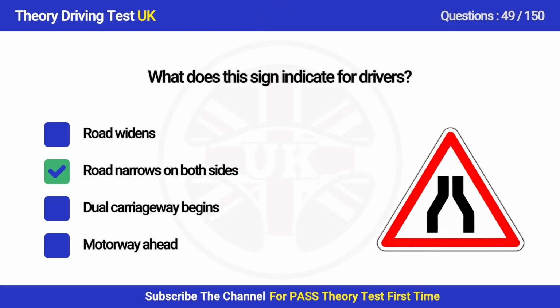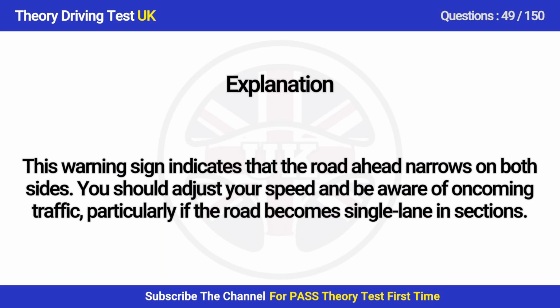Answer is B. Road narrows on both sides. This warning sign indicates that the road ahead narrows on both sides. You should adjust your speed and be aware of oncoming traffic, particularly if the road becomes narrow in sections.